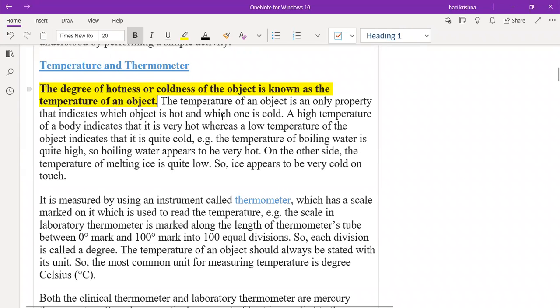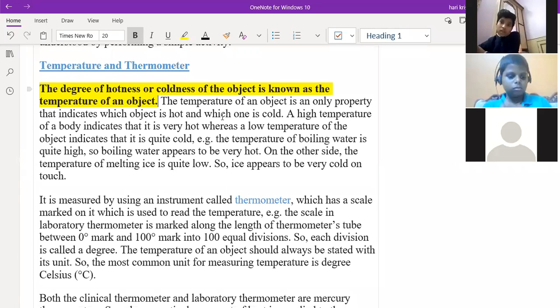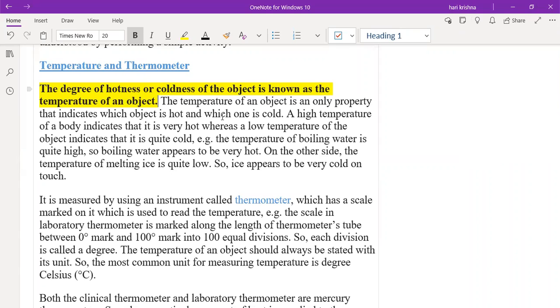Don't write it as Celsius, because what is the boiling point of water? Sir, 100 degrees Celsius. But if you take 100 degrees Fahrenheit and write it by mistake as 100 degrees Celsius, it is wrong.